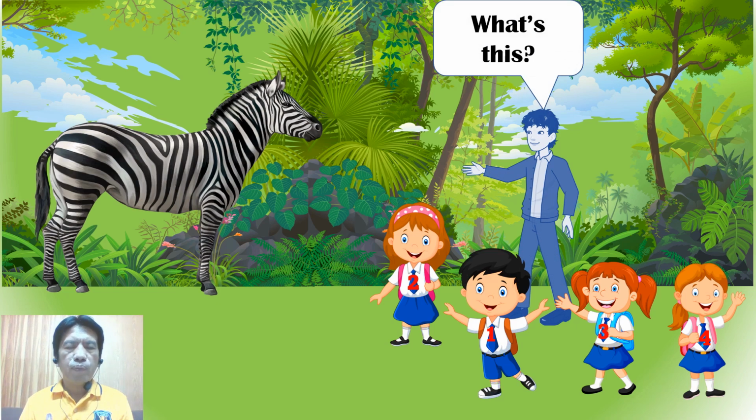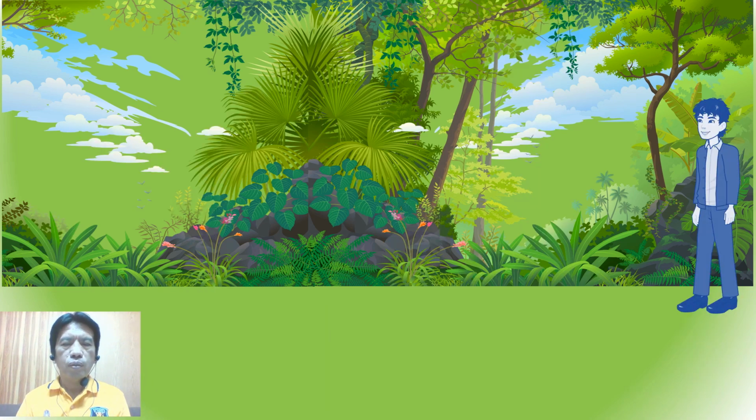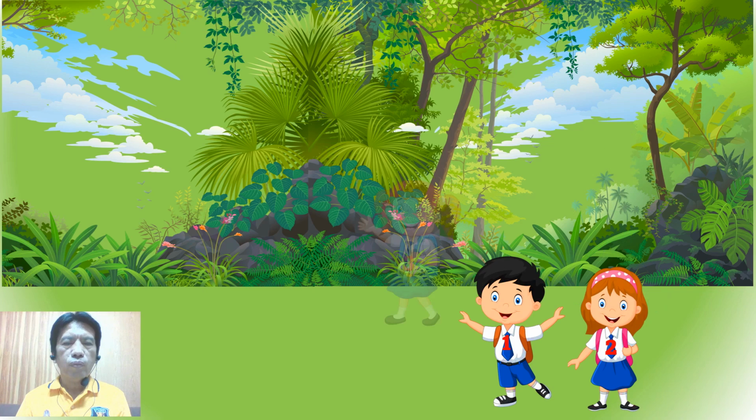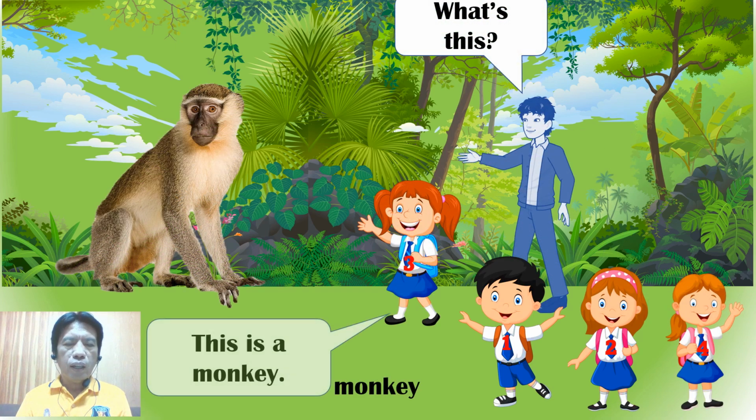What's this? Zebra. Again, zebra. This is a zebra. It's your turn. Very good. What's this? Monkey. This is a monkey. Again, this is a monkey. It's your turn. What's this? Great job.